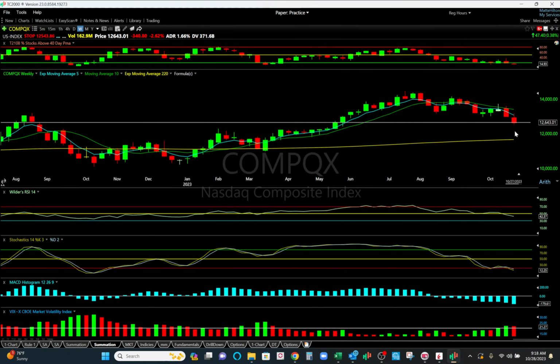Look at the NASDAQ. Price is below the 5-week. 5-week is below the 10-week. That's bearish. T2108, stocks above their 40-day moving average, has now fallen below 15. That's very bearish, but entering a buy zone.